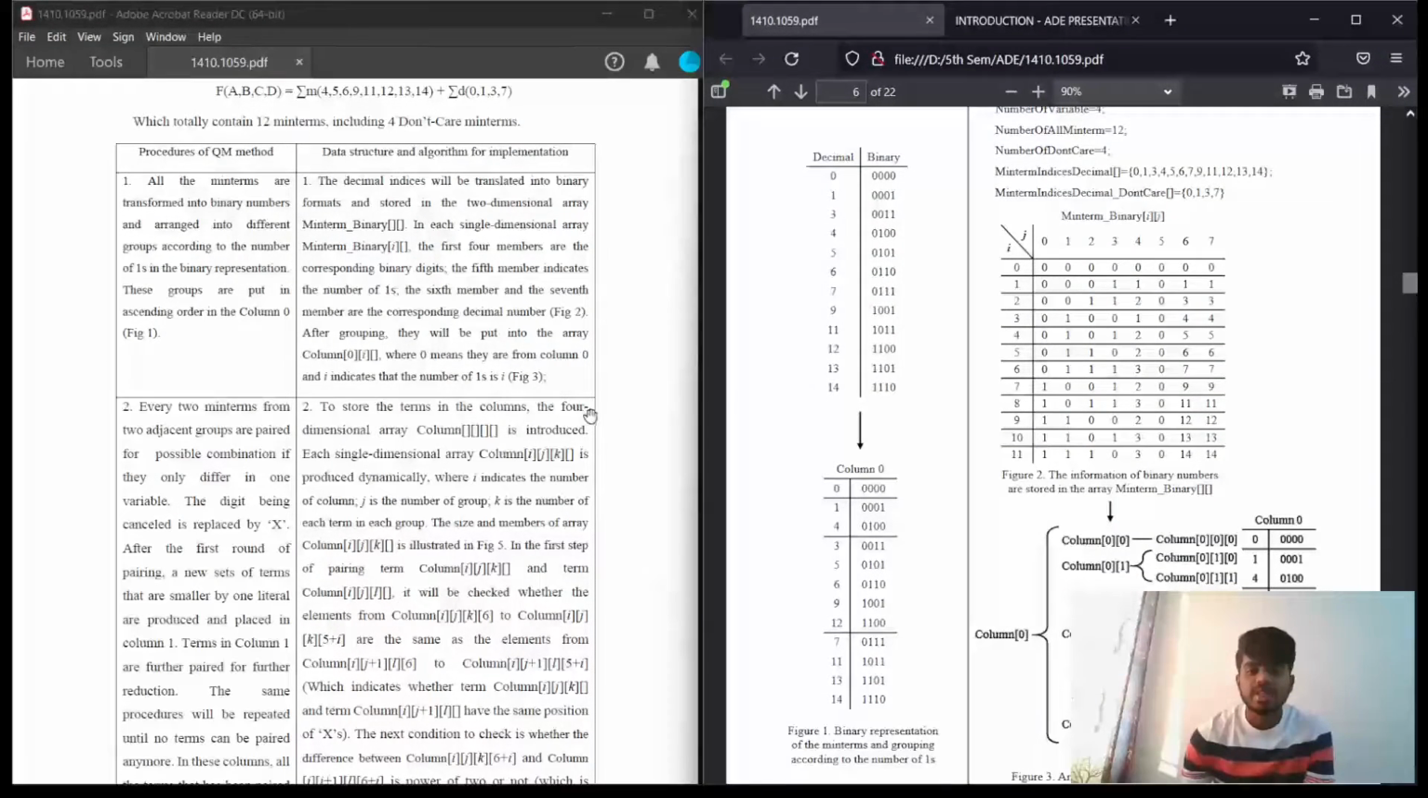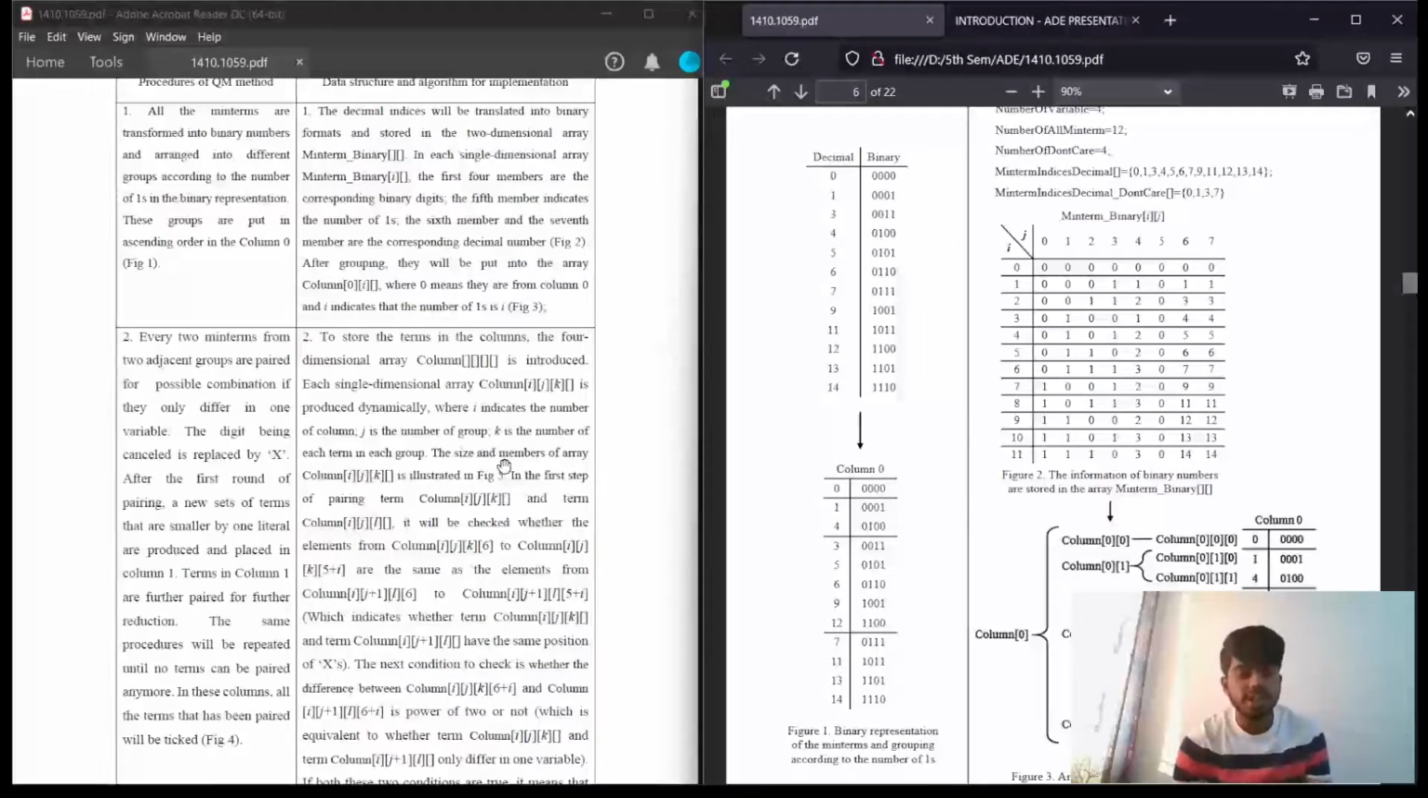And then let's come to the second part of it. Every two min terms from two adjacent groups. This is nothing but the procedure of how we do it on paper. This is not in our algorithm view. This column is nothing but how we actually solve it on paper. So what is the next method on paper? We know every two min terms from two adjacent groups are paired if possible. These are paired for possible combination if they only differ in one variable. The digit being cancelled is replaced by x. After the first round of pairing, a new set of terms that are smaller by one literal are produced and placed in column 1.